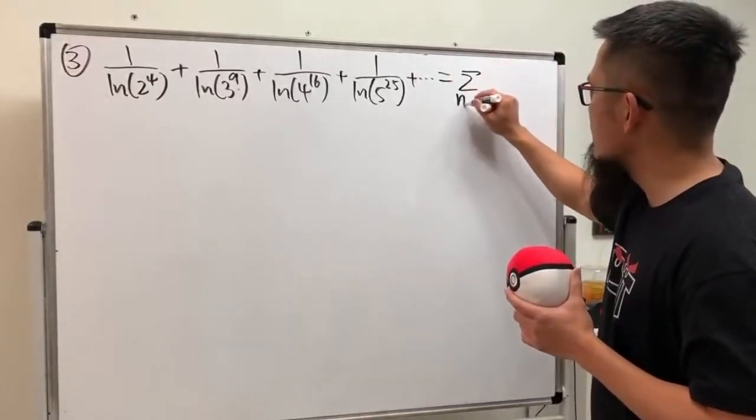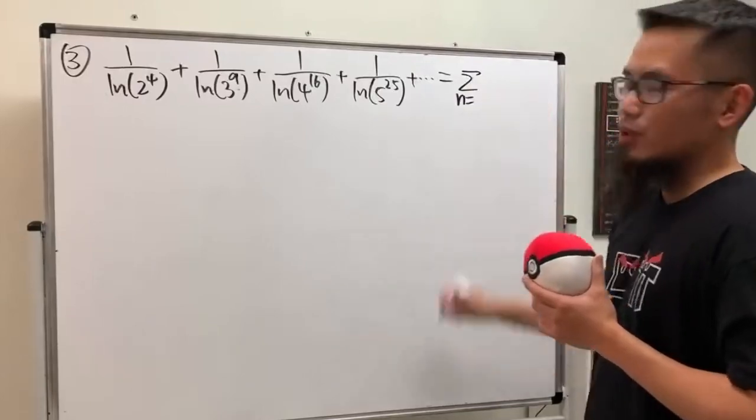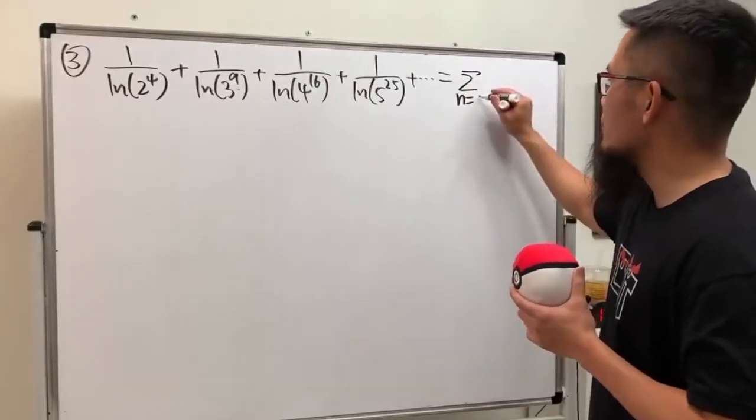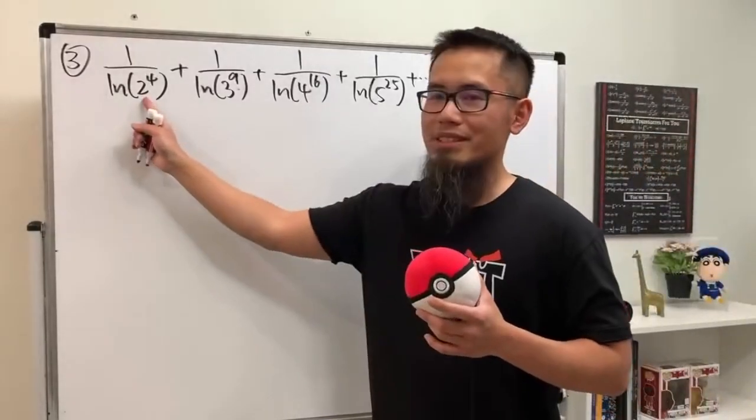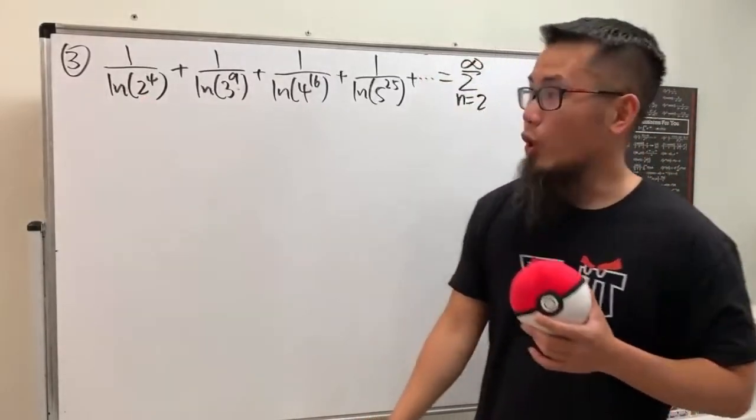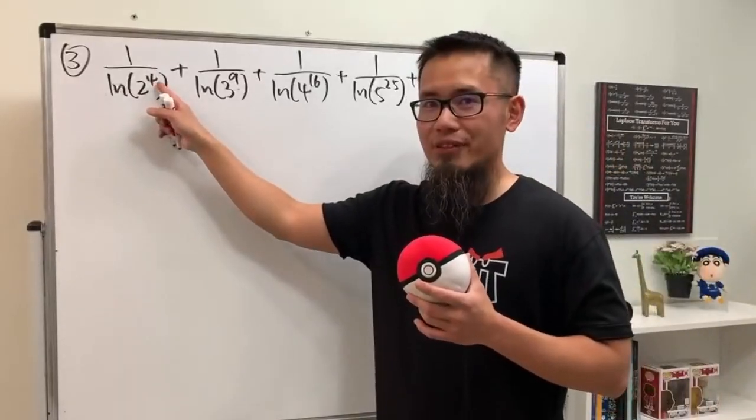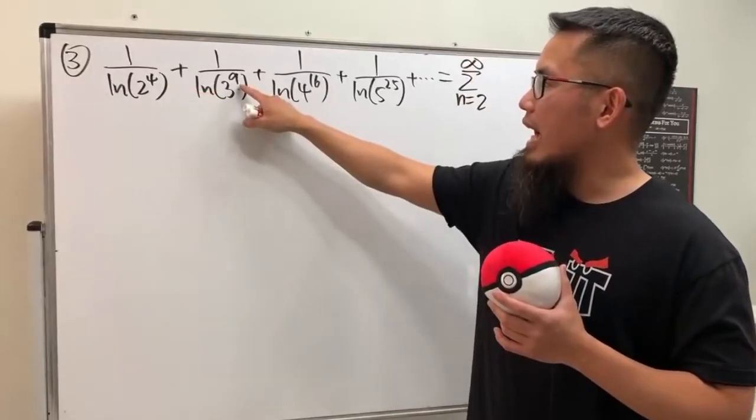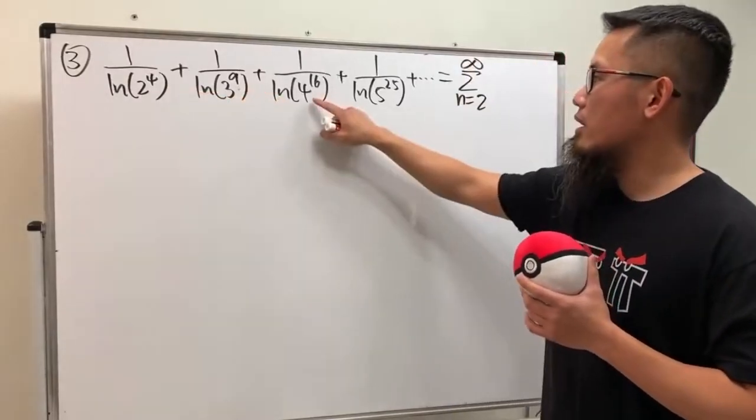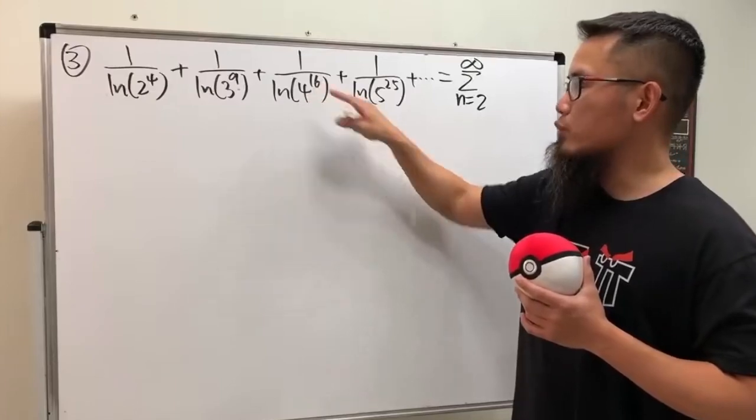Okay, let's write down a formula for this. The sum as n goes from, depends on how you want to write it, we can go from 2 to infinity. Why 2? Well, because 2. And also, have a look, this right here is what? 4, which is actually 2 squared. 9 is the same as 3 squared. This is 16, which is 4 squared.